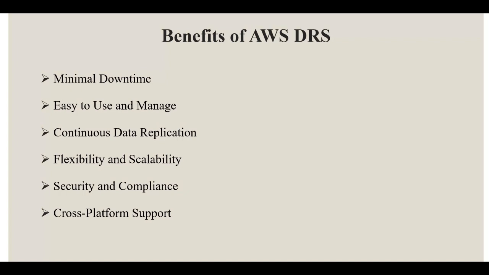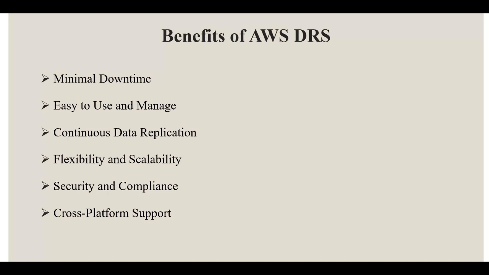The next is security and compliance. So it's data encryption. It supports encryption both in transit and at rest, helping to secure your data during replication and storage. It's designed to help meet various regulatory and compliance requirements, and it also integrates with AWS security services like IAM, Identity and Access Management, VPC, Virtual Private Cloud, and security groups. It ensures your disaster recovery environment remains protected. So these all provide protection to the DRS.